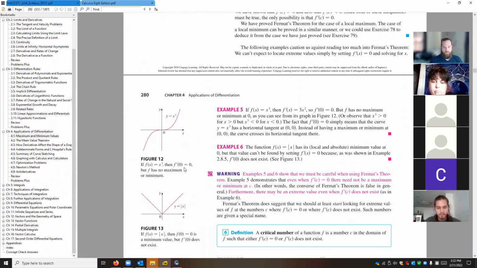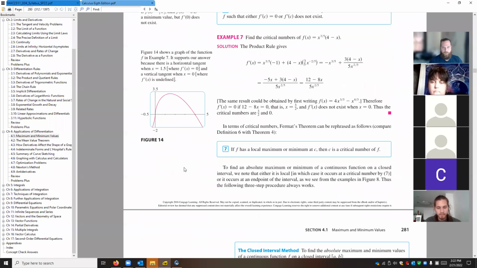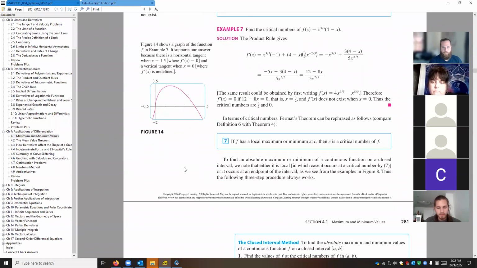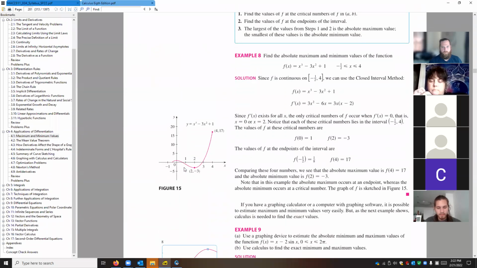Proof of Fermat's theorem is kind of cute, but not anything super special. I will define critical numbers for you. It's the closed interval method. All right, let's look at this guy.